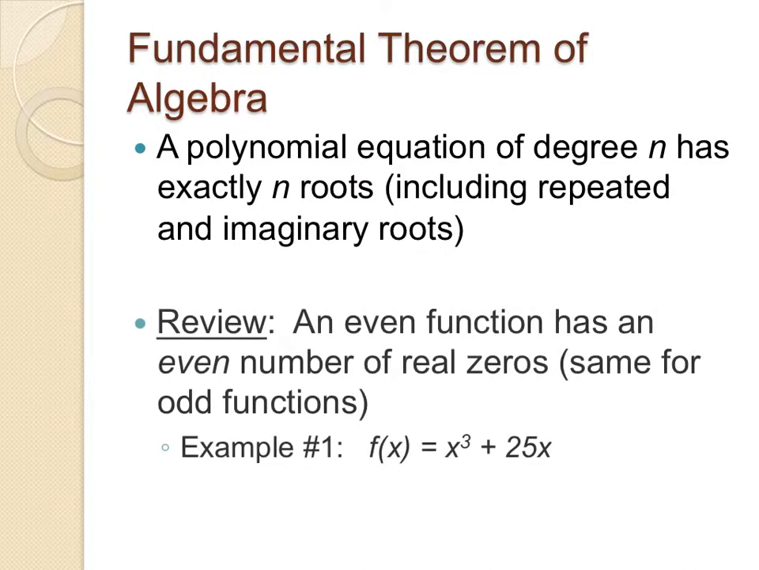And then this is a little review. An even function has an even number of real roots, or real zeros. Remember that zeros cross the x-axis? The same for odd. So in example 1, our degree is 3. So this polynomial will have 3 roots. Because 3 is odd, it's going to have an odd number of real roots. So either 1 real root or 3 real roots.